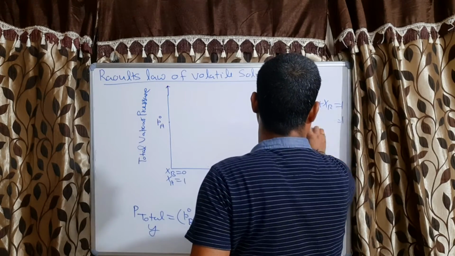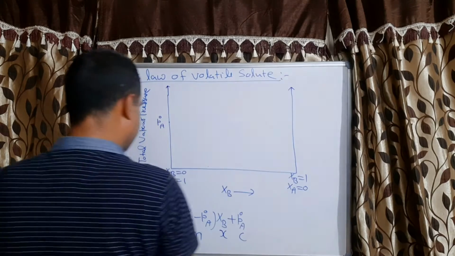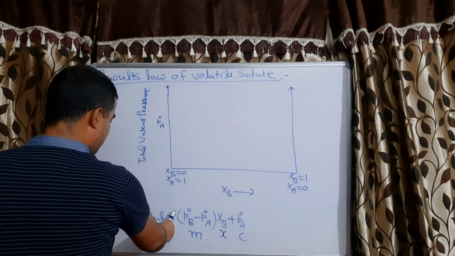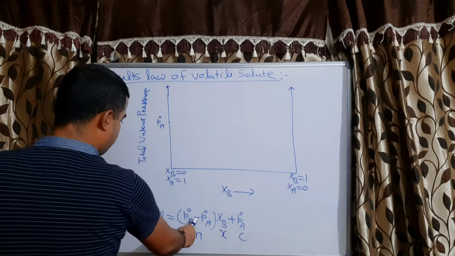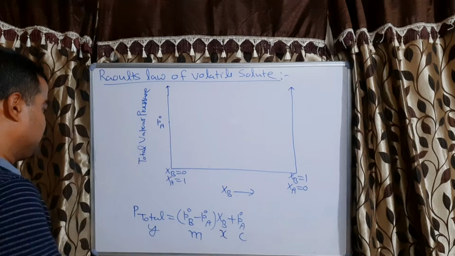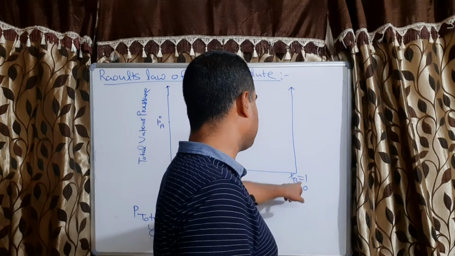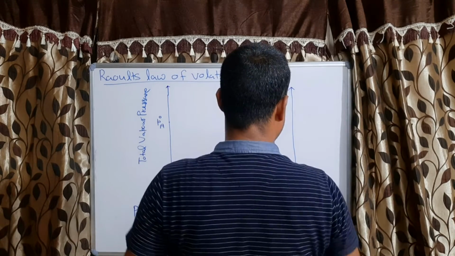Now, as I told you, since the slope is positive, the value of P naught B should be greater than P naught A. So P naught B will be at this point, because XA is 0 and only XB is there.